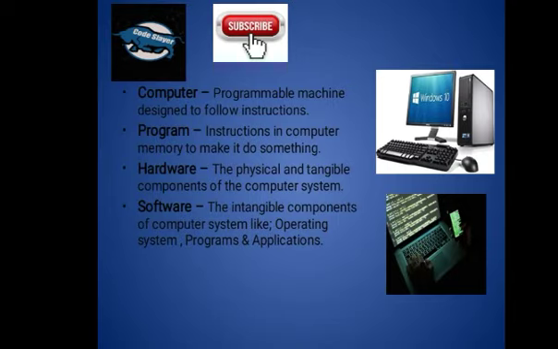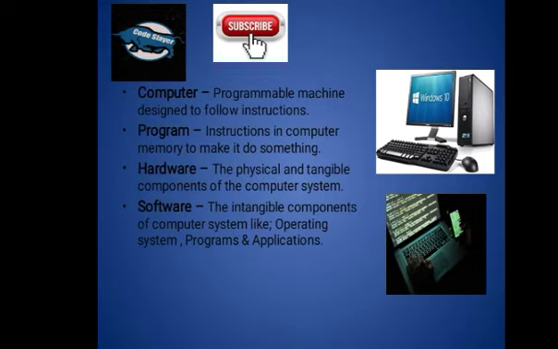The first terminology is computer. So, what is a computer? A computer, by definition, is a programmable machine designed to follow instructions. These instructions are usually in the form of programs. So what are programs? Programs are instructions in computer memory to make it do something. This is a set of commands which gives the computer special directions through which a computer converts the input to output.